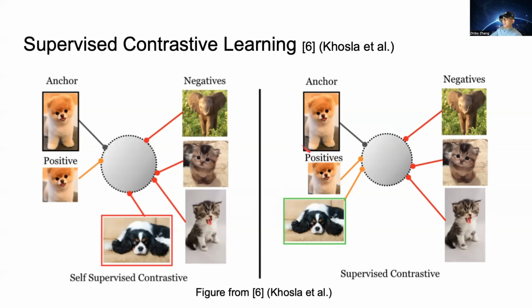For example, for this anchor image, the positive example would be another transformed dog image, as well as the dog images that originate from different original images, and the negative examples are just the ones from different classes, in the data batch, in the mini batch. So is this actually helpful? Let's take a look. It actually greatly helps.